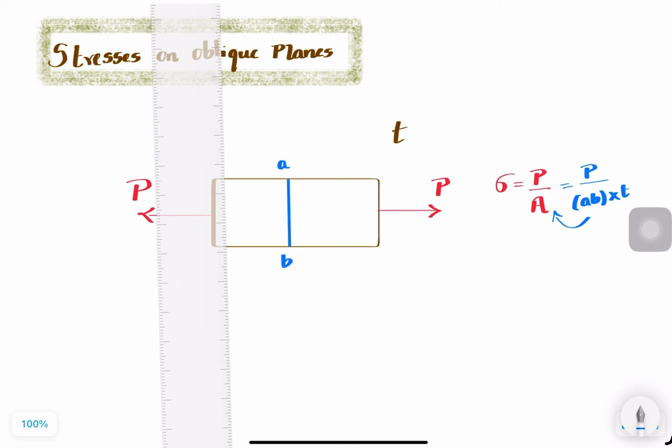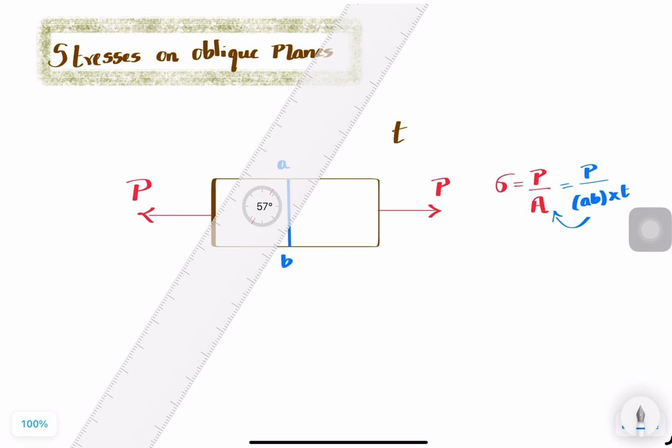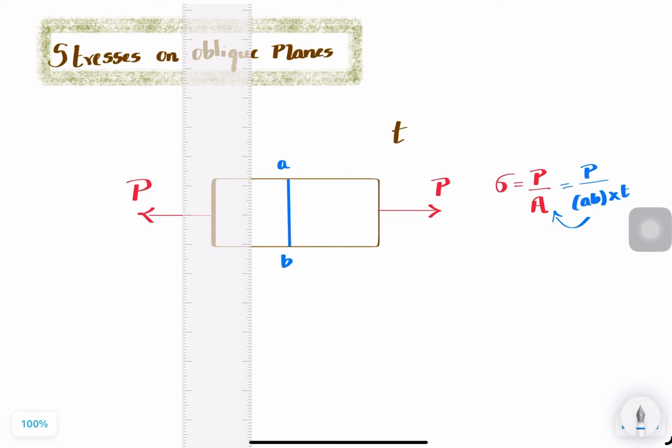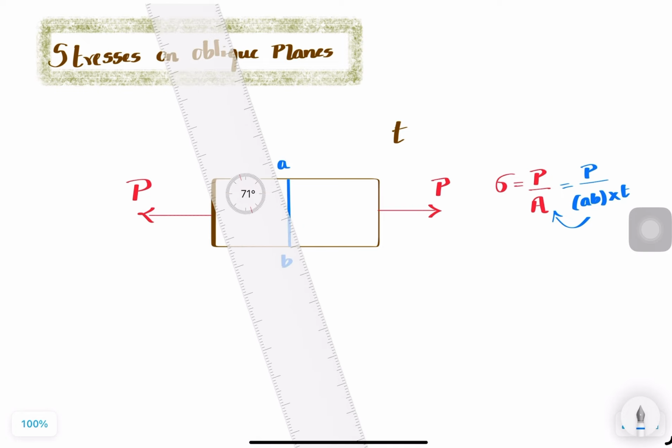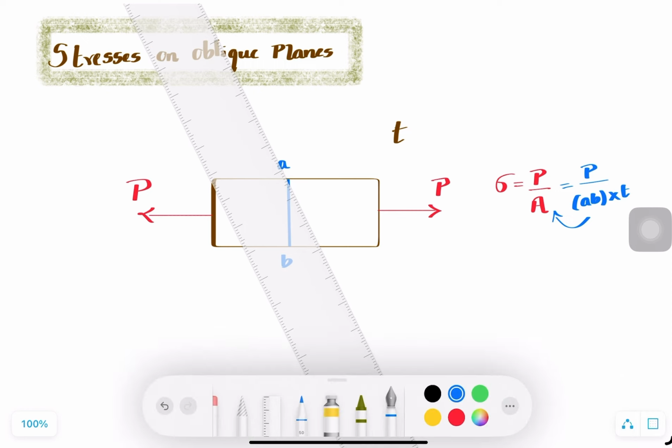Now, a little consideration. You can ask a question: why do you always define stress with respect to this cross-sectional area? Why not try to define stress on an inclined plane like this? So we are going to do exactly that. We are going to define what the stress is for an inclined plane. We failed to ask that question, but we could have asked it. Why not try to define the stress with respect to this particular plane?